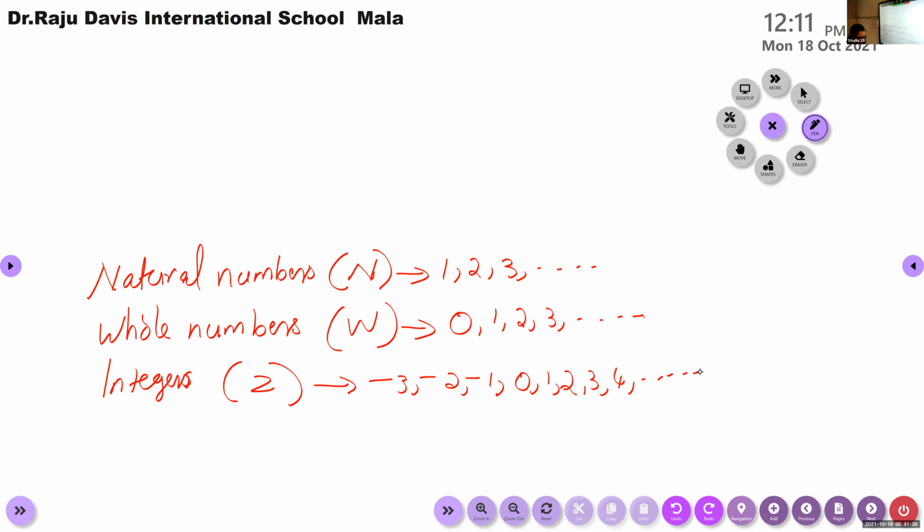Chapter 1, rational numbers. Z minus means negative integers. Z plus and Z minus.